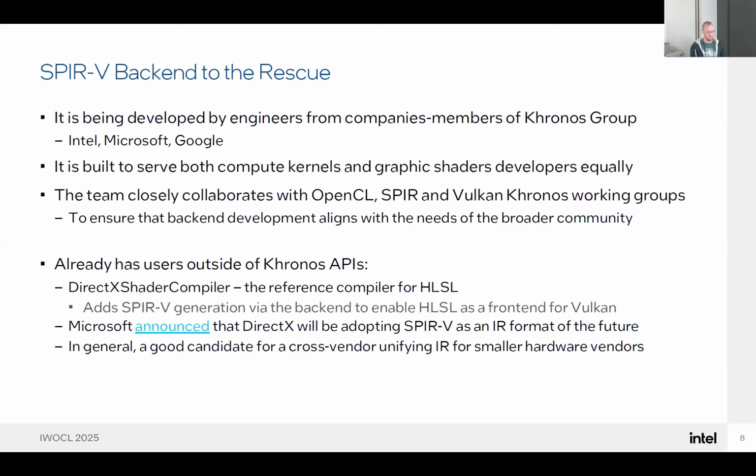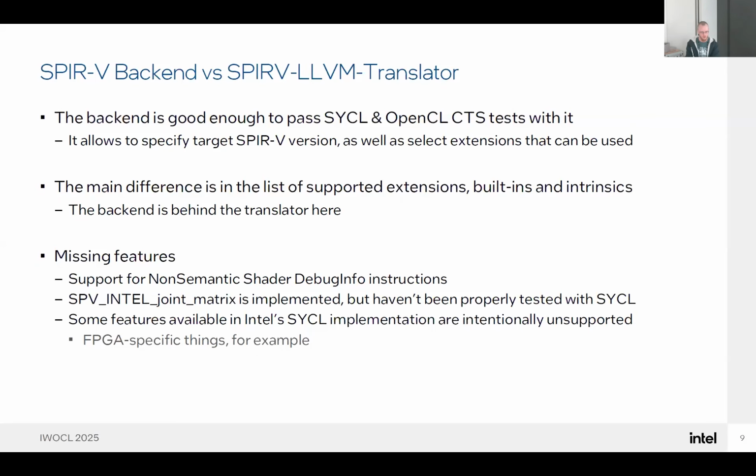And it already has some uses outside of Khronos. For example, Microsoft announced that DirectX will use SPIR-V at some point in the future. And yeah, just the presence of SPIR-V there makes it easier for anyone to target it and therefore enable it in their toolchain, or, for example, enable their accelerator through SPIR-V. It's now easier, or their language through SPIR-V.